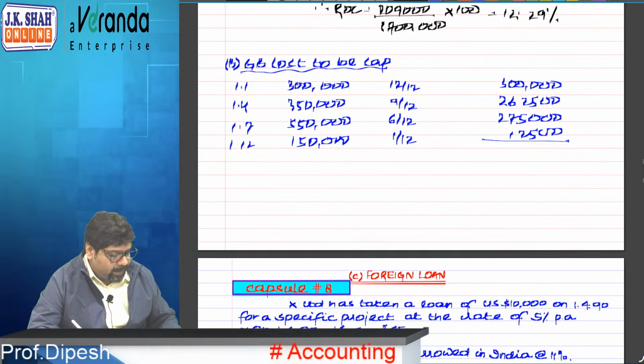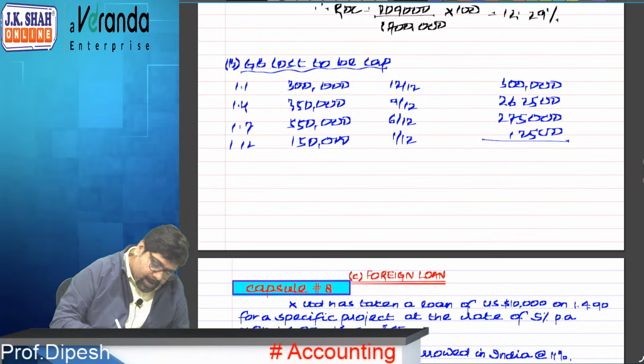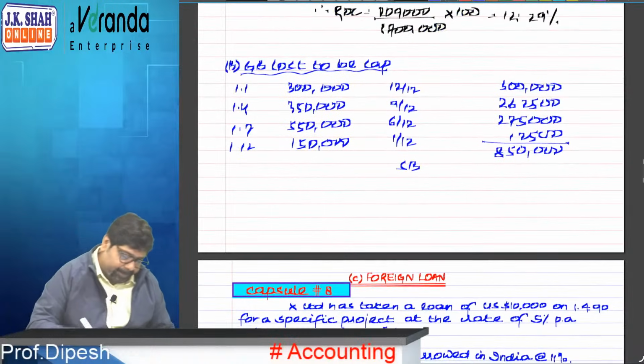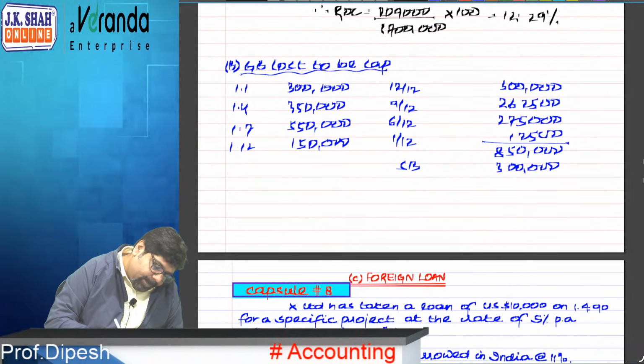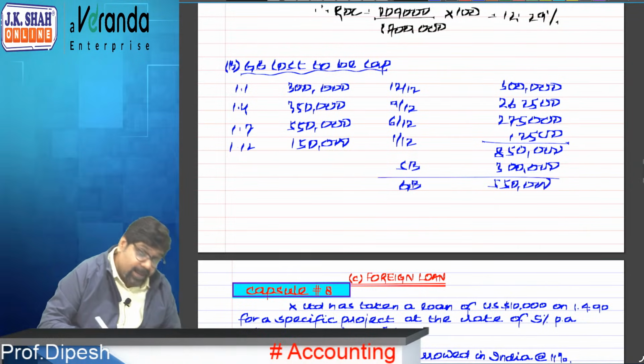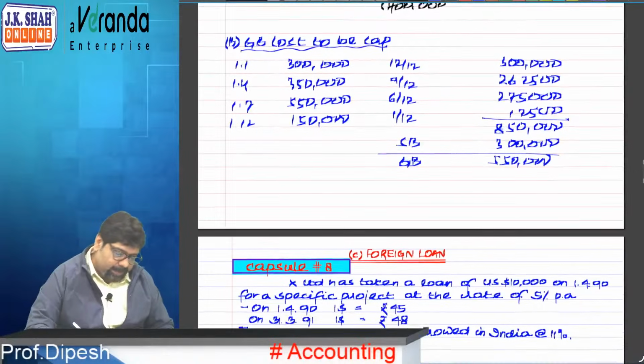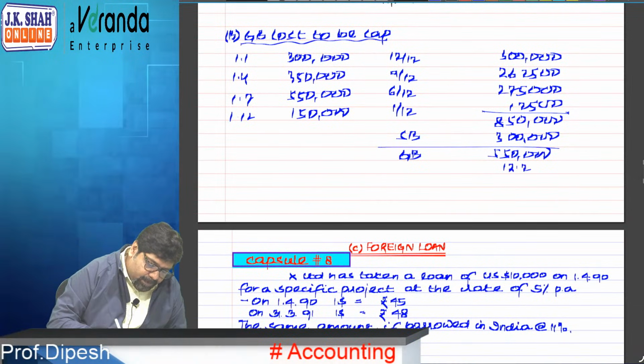3 lakh plus 262,500 plus 275,000 plus 12,500, which is 8,50,000. Less specific borrowings. Specific borrowings is how much? 3 lakhs. We are left with general borrowings, the money spent out of general borrowings, 5,50,000. Correct? And the rate is how much? 12.29%.